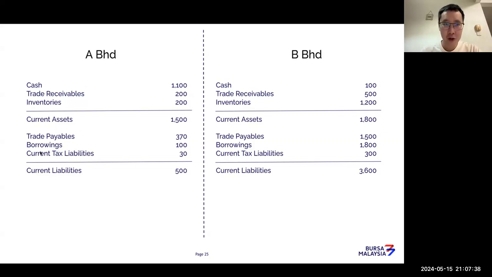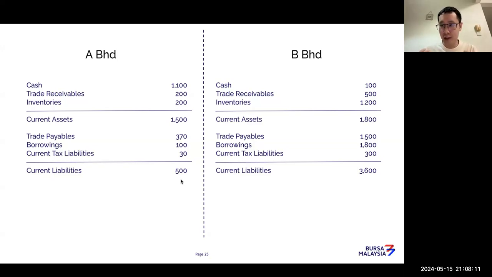So how do you actually measure? What is the meaning behind current ratio? For A Berhad, some of you already got it right. Zaidan got it right. Current asset divided by current liability, 1,005 divided by 500, that's 3 times. So what does 3 times mean? For us, it's actually measured in years. This is very corporate, but I'm going to bring it down to the personal level.